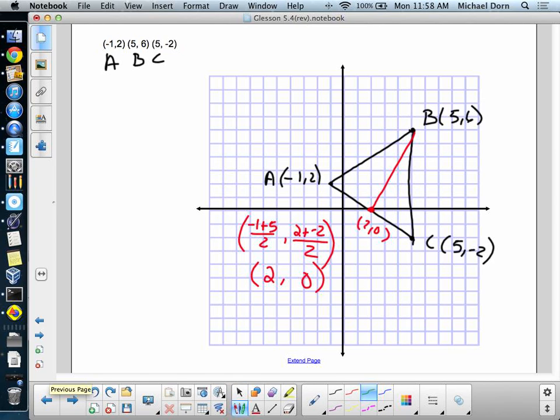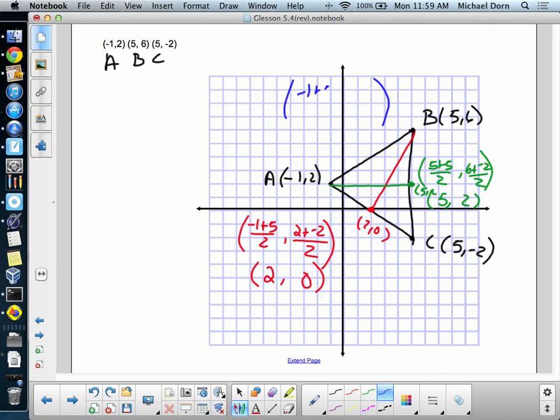Next midpoint, let's find the midpoint here. 5 plus 5 divided by 2. 6 plus negative 2 divided by 2. 5 plus 5 is 10. 10 divided by 2 is 5. 6 plus negative 2 is 4. 4 divided by 2 is 2. So 5, 2. There's my second median. Doesn't matter, because you're adding, it doesn't matter. 3 plus 5 is the same as 5 plus 3. Adding is commutative.